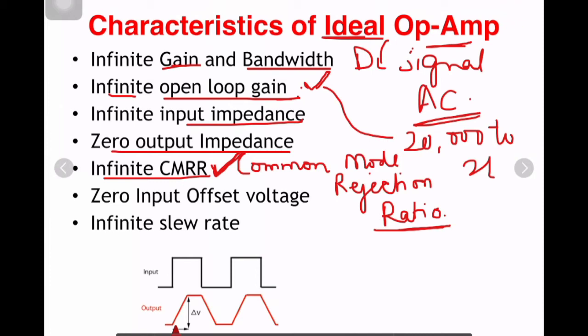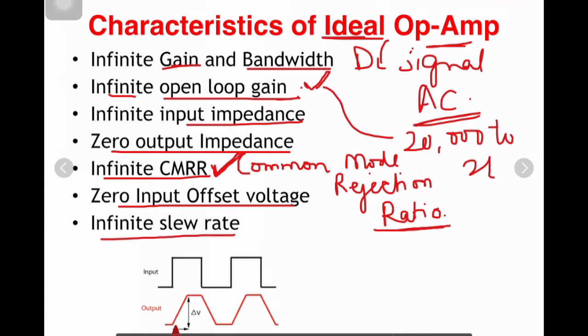An ideal op amp should have zero input offset voltage. Now, what is offset voltage? Offset voltage means that the output of the operational amplifier should be zero when the voltage difference between the inputs is zero. But in most operational amplifiers, practically the output will not be zero when the signal at the input is zero. So there is a minute voltage coming from the input. We will study about it in the further slides.